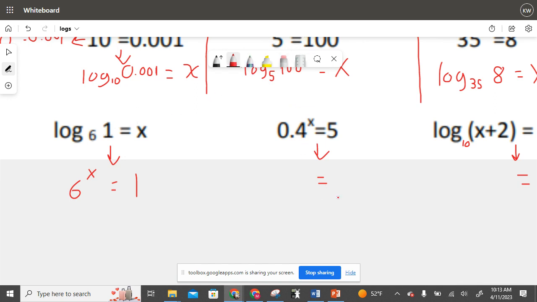All right, what about the one in the middle? What's it going to be? We know it's an exponential. We need the log form. What's our log going to be? Okay. So we got a log base 0.4. What other number is going to be over here? Okay. And we got x. Perfect.